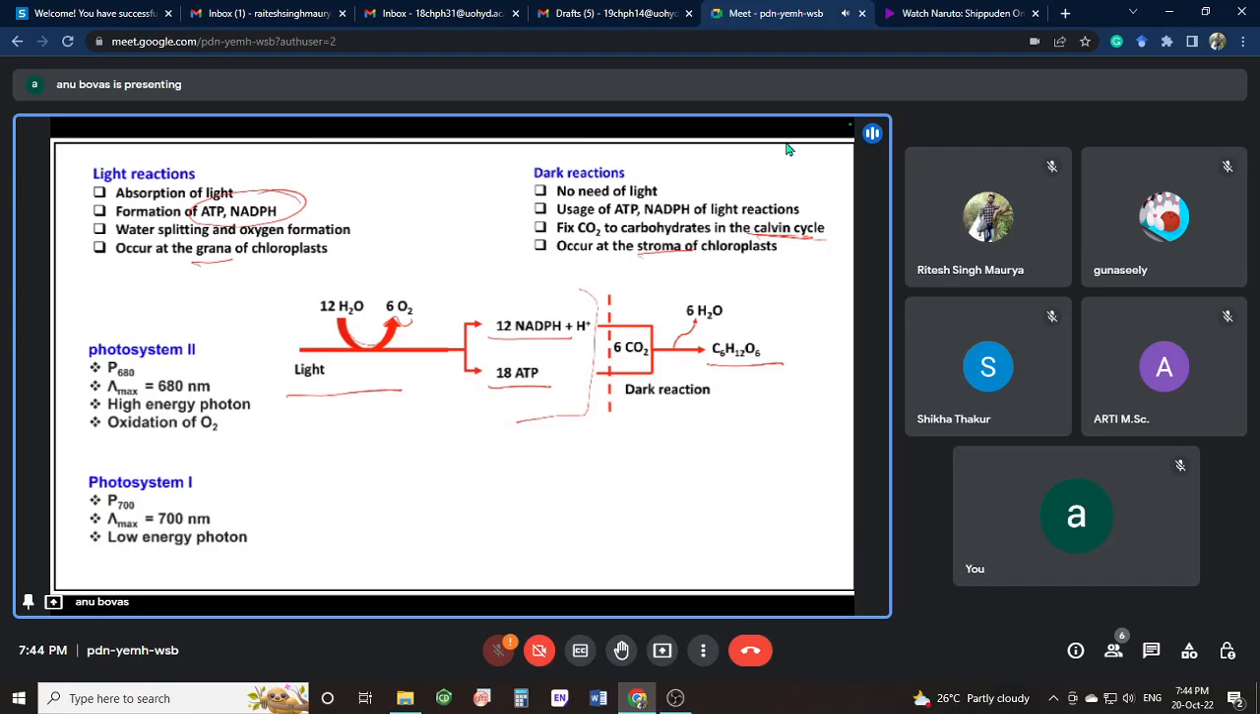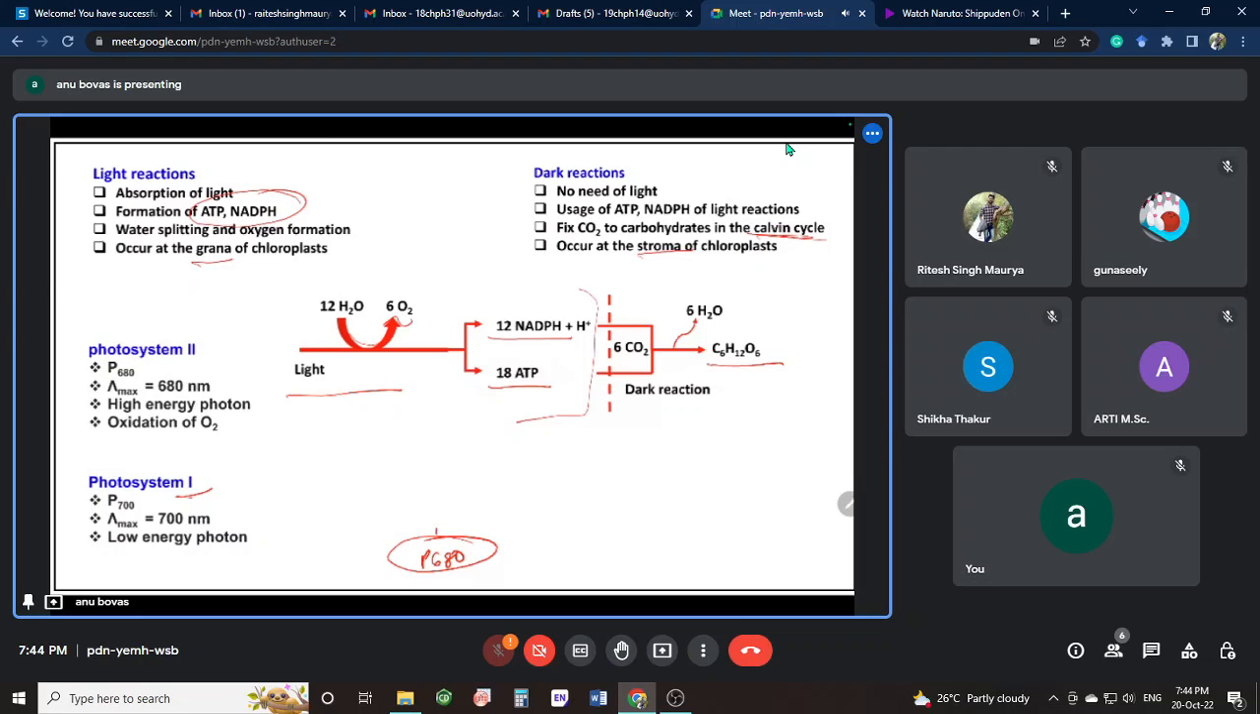Okay, now I will tell you about photosystems. The photosystems are photosystem 2 and photosystem 1. Two photosystems are present during photosynthesis. So what will happen is that we will have photosystem 2. First, don't go by the names 1 and 2. First, actually, photosystem 2.